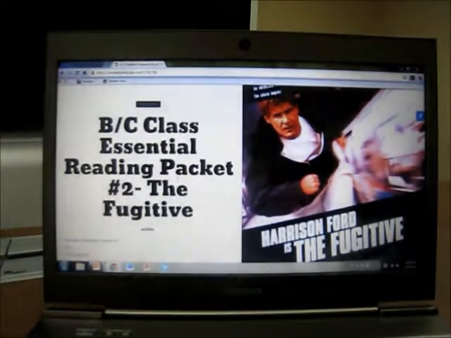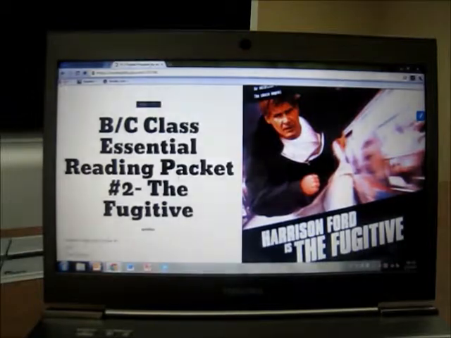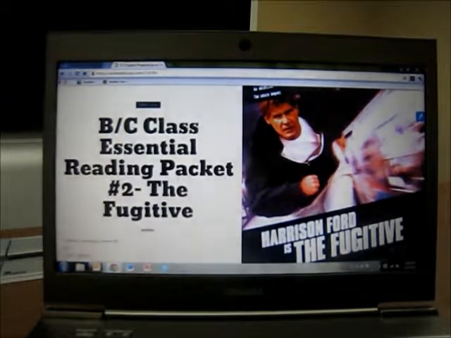Essential Reading Packet Number 2, The Fugitive. Part 1.